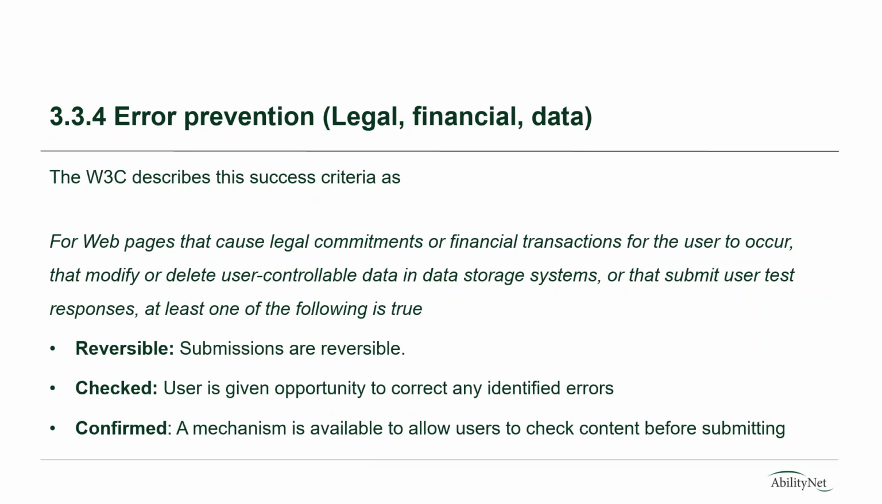Okay, finally moving on to 3.3.4, error prevention. This is related to when users submit legal or financial data. And the W3C describes this success criteria as: for web pages that cause legal commitments or financial transactions for the user to occur, that modify or delete user controllable data in data storage systems, or that submit user test responses, at least one of the following is true. The submission is reversible, the user is given the opportunity to correct any identified errors, or a mechanism is available to allow users to check content before submitting.